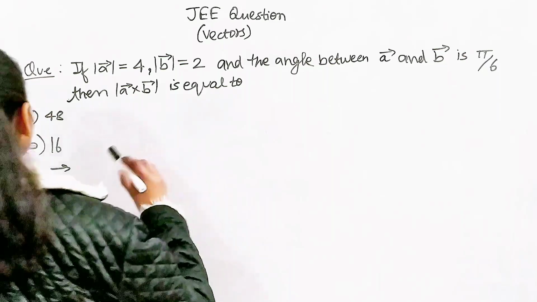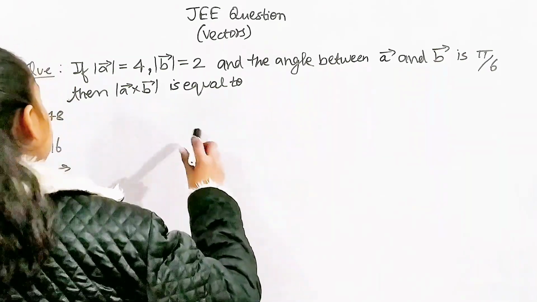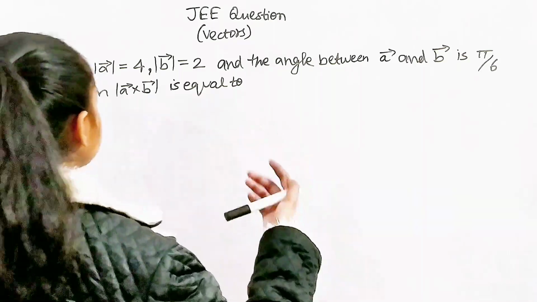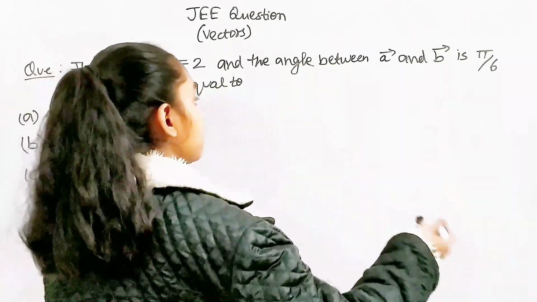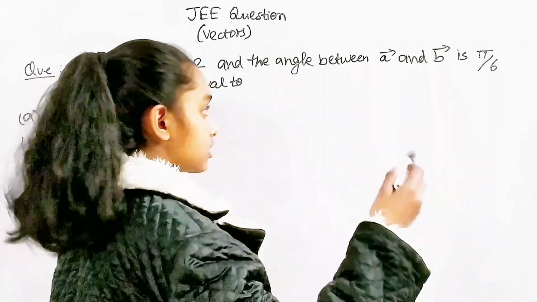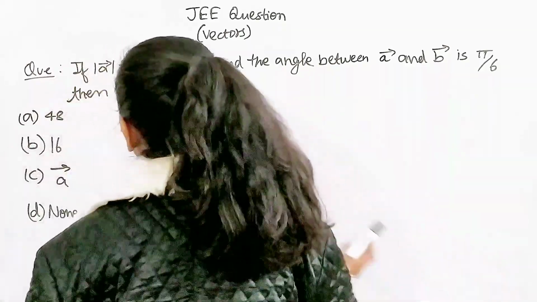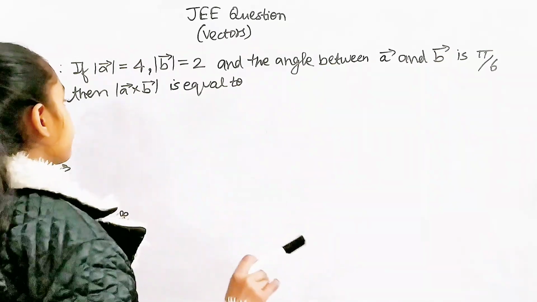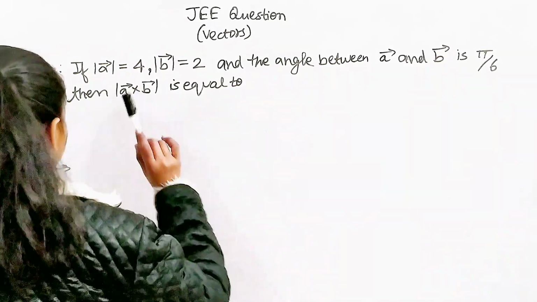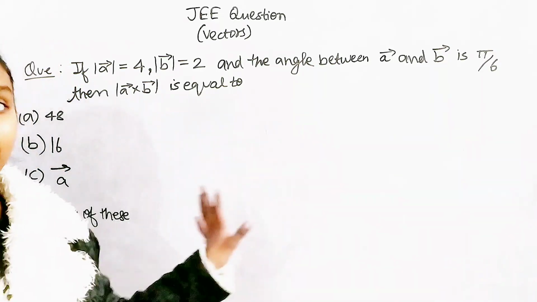So what's the question? If mod of vector A is equal to 4 and mod of B is equal to 2, and the angle between vector A and vector B is pi by 6, or I can say pi upon 6, then we have to find the mod of A cross B. That's what we have to find.